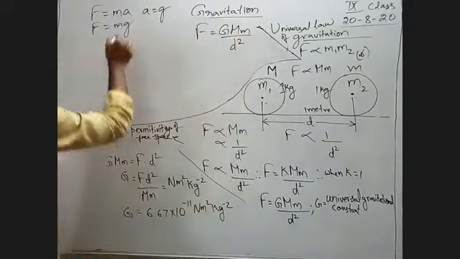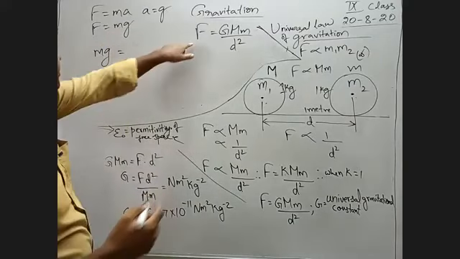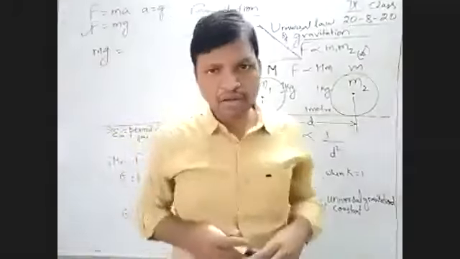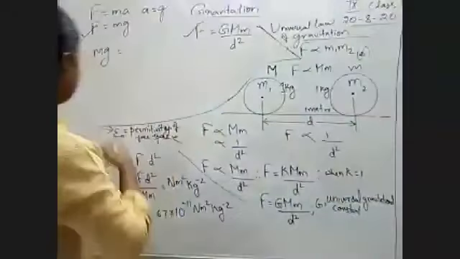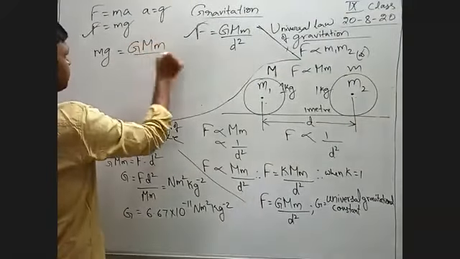Okay, so let us apply this here. mg, so this m f and f forces. Force of attraction only, no? So both are forces only. So mg is equal to G capital M into small m by d square.